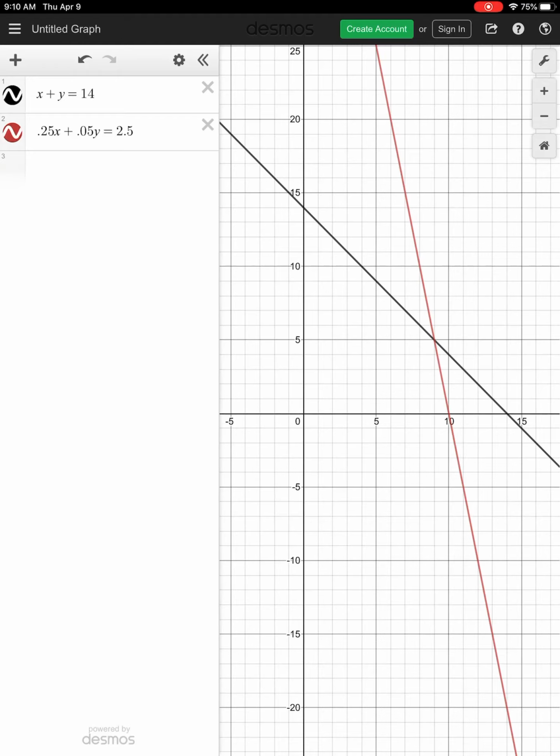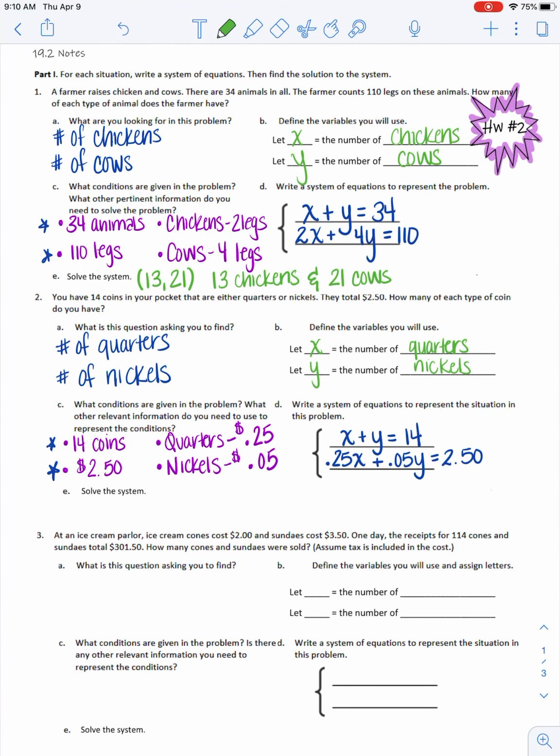That's what we're looking for. I'm going to click on that point, and I can see that that intersection is 9, 5. So I'm going to go back into my notes, and I know that the ordered pair is 9, 5. But what does that mean in the context of our problem? Well, we know that X represents the number of quarters, so I have 9 quarters. And we know that Y represents the number of nickels, so I have 5 nickels. 9 quarters and 5 nickels. And you are done.